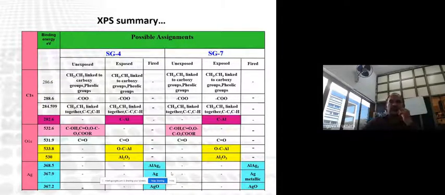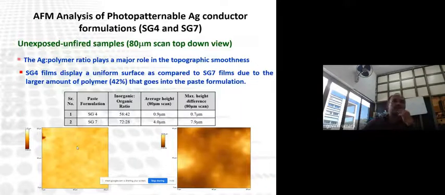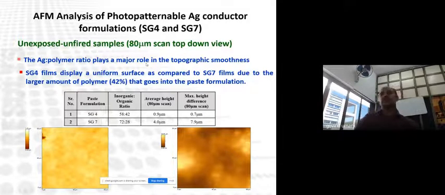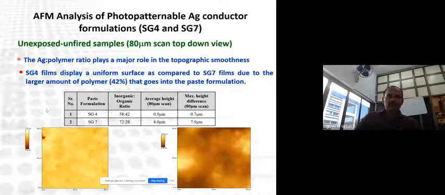We have assigned this based on the fingerprinting or XPS database. Now, atomic force microscopy is used to understand the microstructure, like how we see in scanning electron microscopy. We can see the topography of the film, where in this case we again took SG4 and SG7 as a reference, and we observed the Ag to polymer ratio plays an important role in the topographical smoothness of the film.